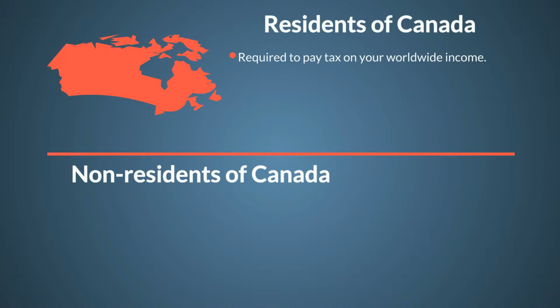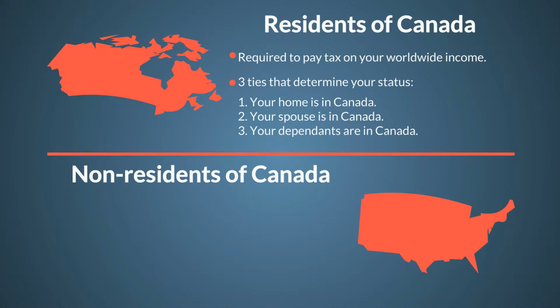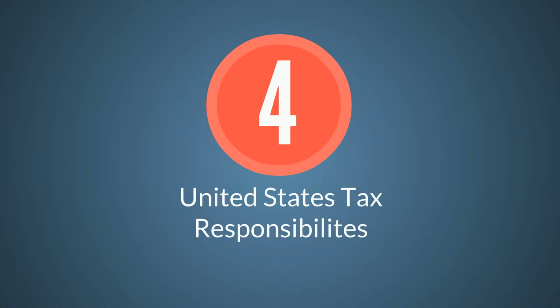To be considered a resident of Canada, you have to have one of these 3 primary ties. Number 1, your home is in Canada. Number 2, your spouse is in Canada. Number 3, your dependents are in Canada. On the other hand, non-residents of Canada have it easy, as they are only liable for tax on employment income earned in Canada.